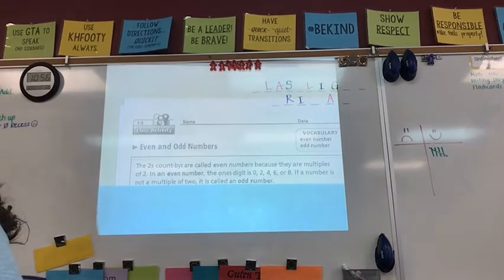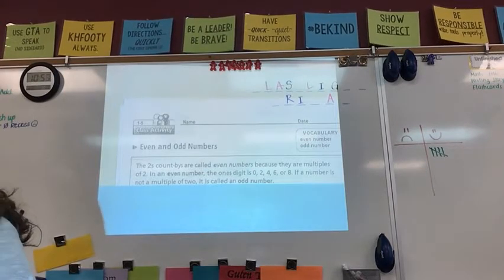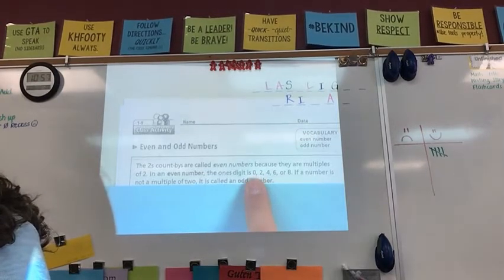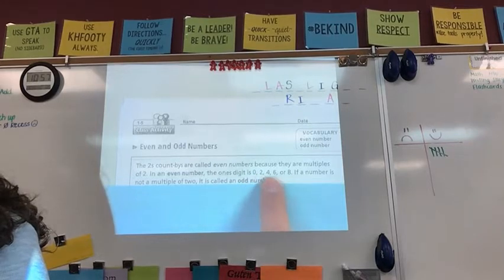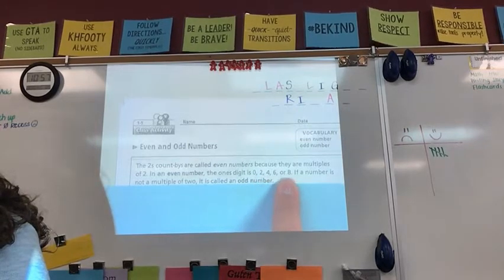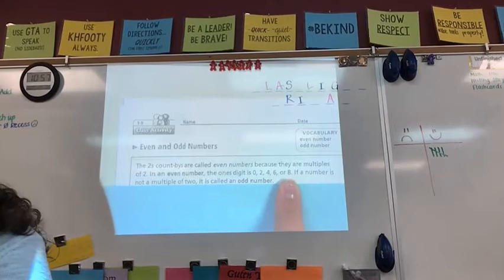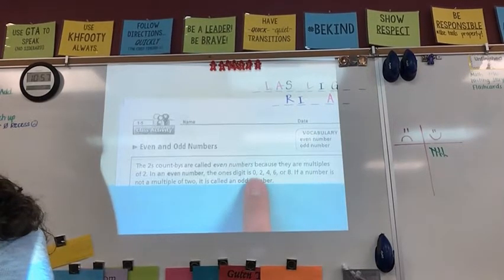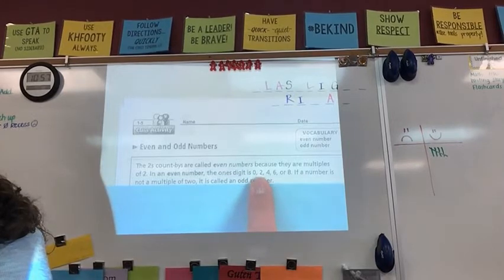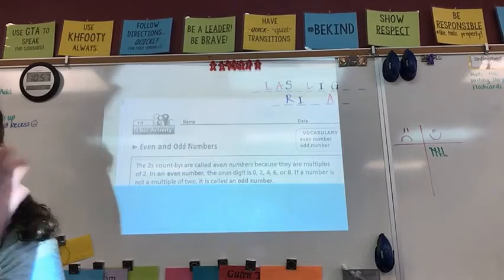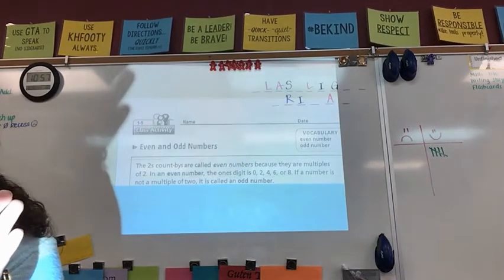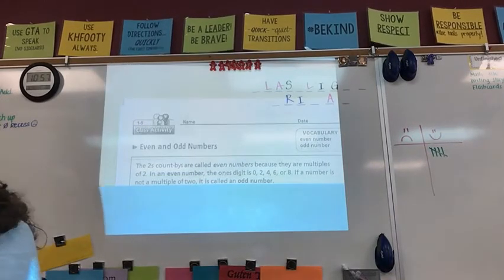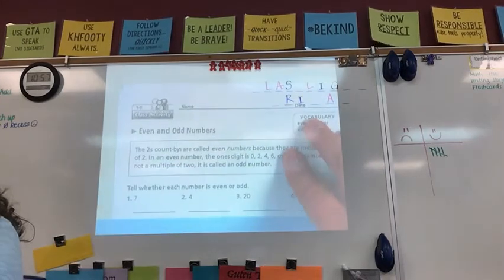So, in an even number, the ones digit is always, read these with me, 0, 2, 4, 6, or 8. We're going to try that again because I think I'm getting some zombies. Read with me. The ones digit is always 0, 2, 4, 6, 8. And if a number is not a multiple of 2, then it's called an odd number. So today we're going to be dealing with all even numbers.